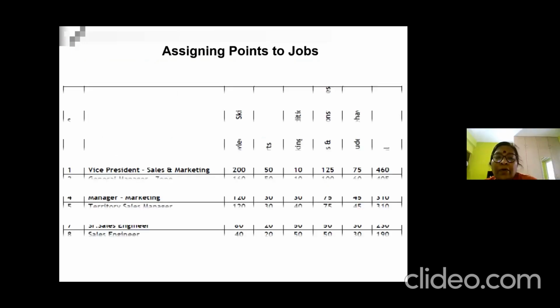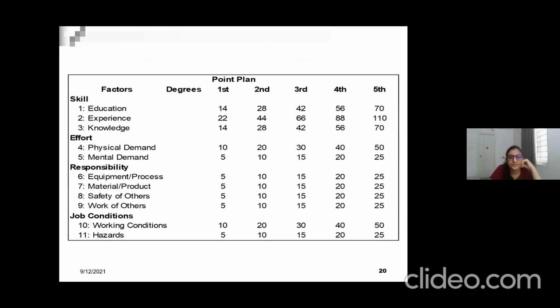So all these being considered, it looks like this. We have to create a point plan. So what is the first step? The first step is, again here, identifying compensable factors. Say, for example, here I have identified 11 compensable factors. Then I have to create a point plan.